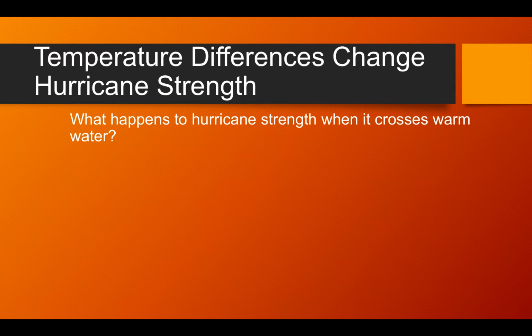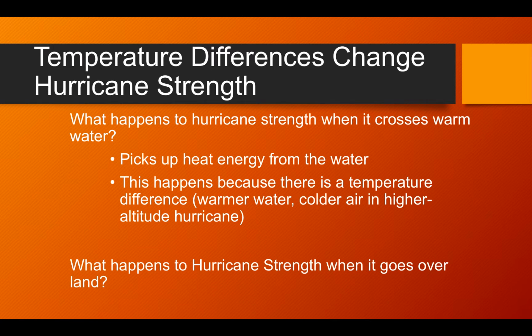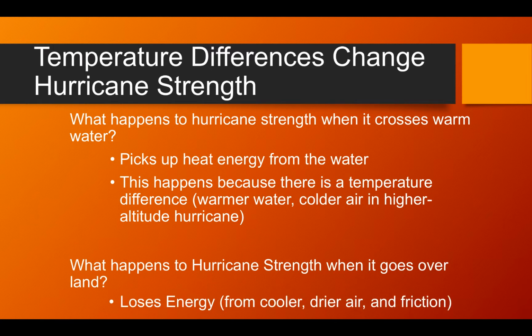Now let's talk about how the heat equation and heat transfer affect storms and hurricanes. What happens to a hurricane's strength when it crosses warm water? It picks up heat energy from the water. This happens because there's a temperature difference. Remember, heat transfers from warm to cold, so warmer water moves up into the atmosphere into the colder, higher altitude hurricane. What happens to hurricane strength when it goes over land? It loses energy from the cooler, drier air below and from friction that the air has with land.